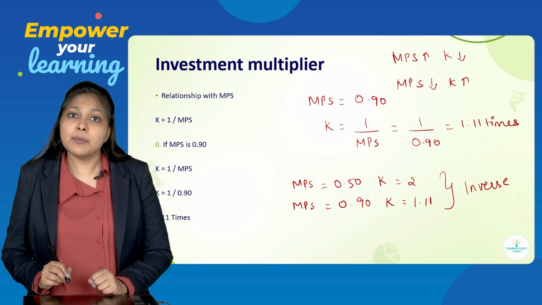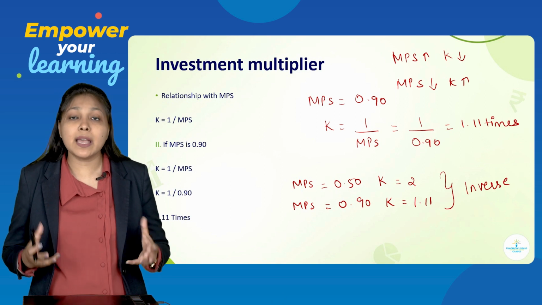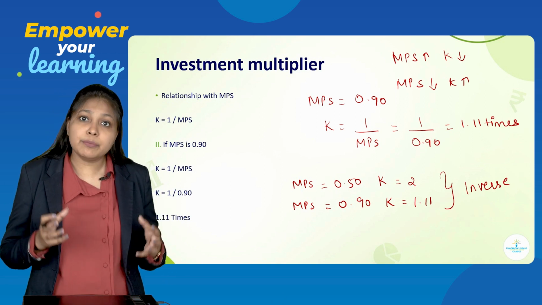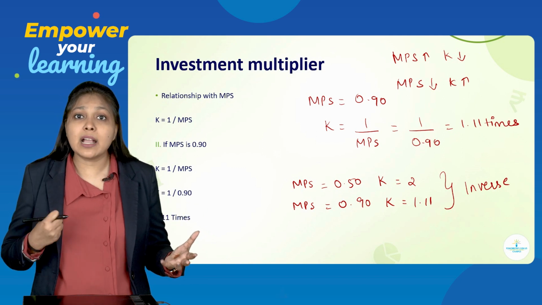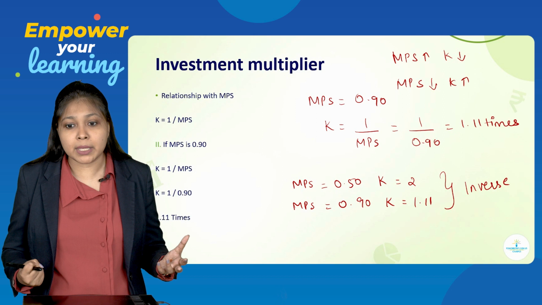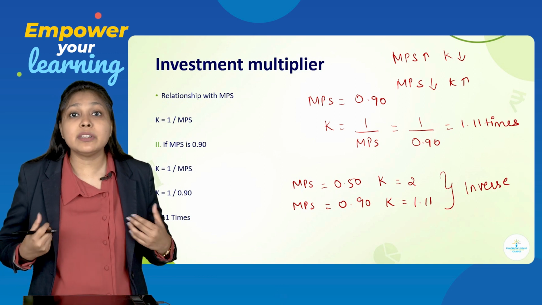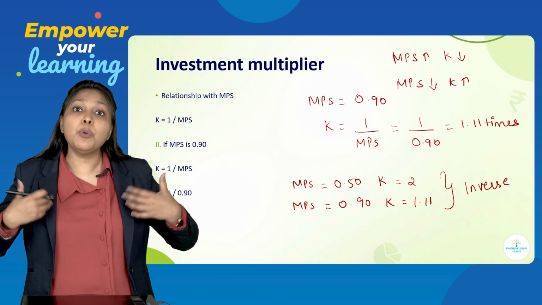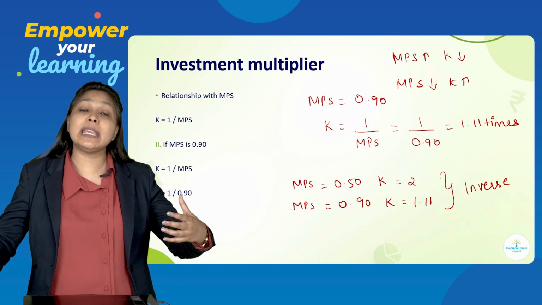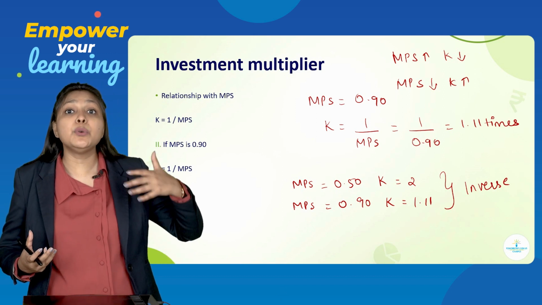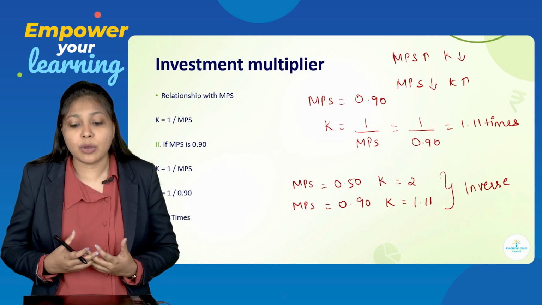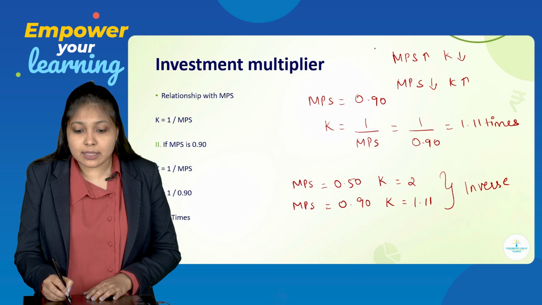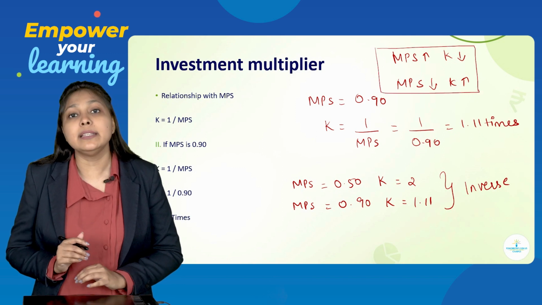But obviously, because K is nothing but the multiplier, income generation. If people in the economy start saving, then there will be less income in the economy, less money in the economy. So obviously, my multiplier will reduce. Whereas if people do more consumption, my K will increase. But if people start saving, then the income generation in the economy will reduce. And that is the reason that there is always an inverse relationship between MPS and K.